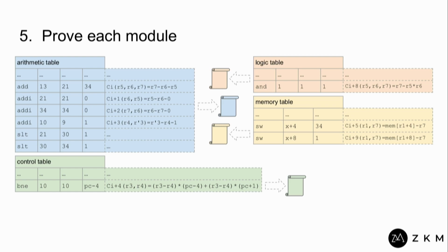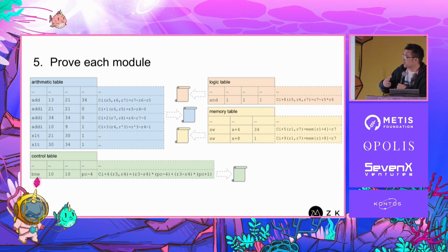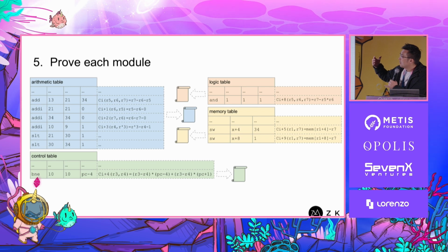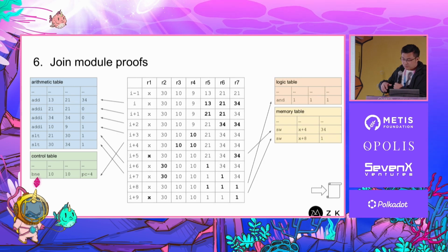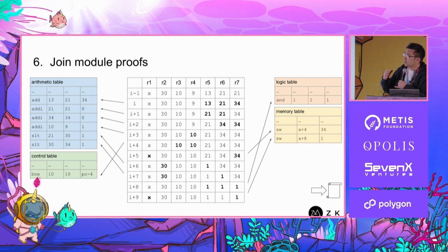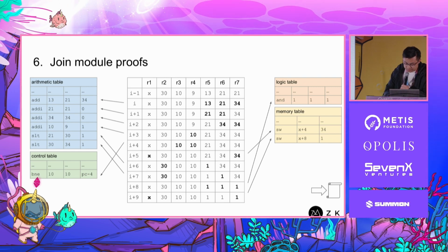After we get the modules and the trace table, we begin to prove each module. For the proving, we just use a STARK. That means we commit the trace on the fly, and then we get different STARK proofs. Because finally we need to verify the final proof on layer 1, we need to join the different module proofs by proof composition.